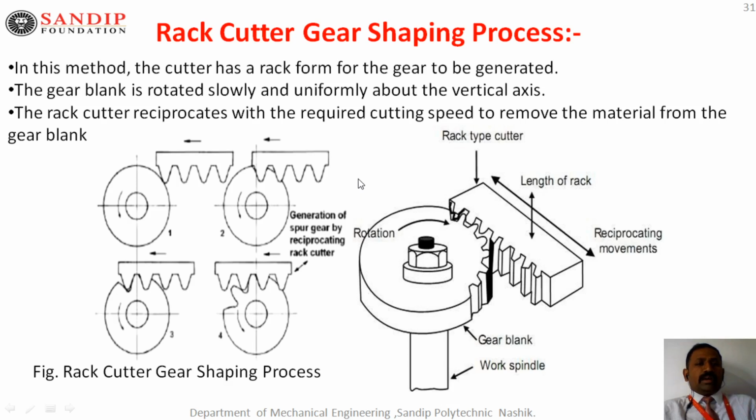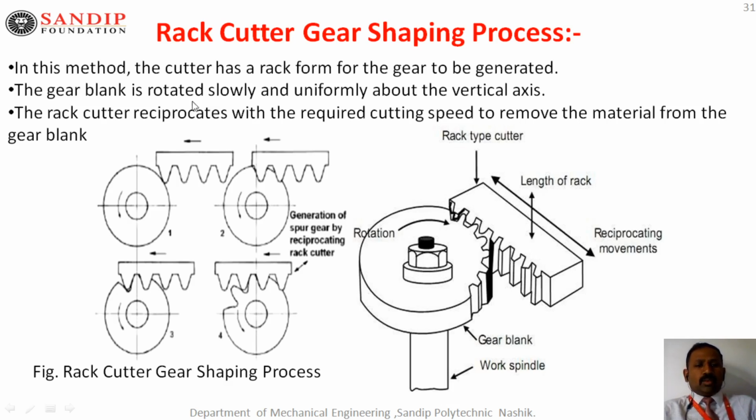Then the next one is the rack cutter gear shaping process. In this method, the cutter has a rack form to generate the gear, so the rack is used for the cutting edges. In the pinion process, the pinion has circular teeth. Only the diagram changes, so that instead of a rack there is a pinion, and other than this a similar process is followed to generate the gear.